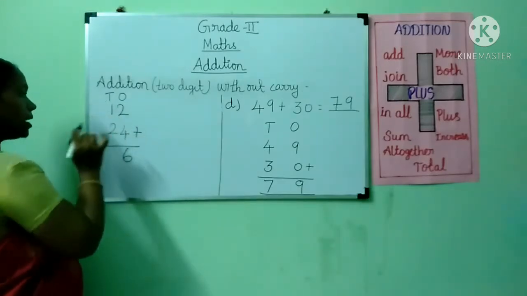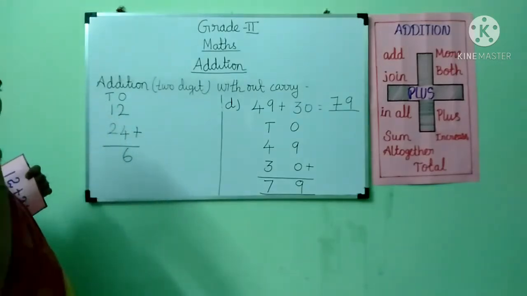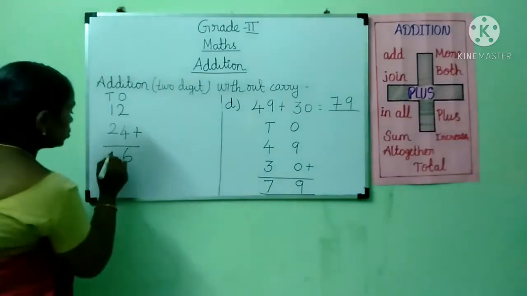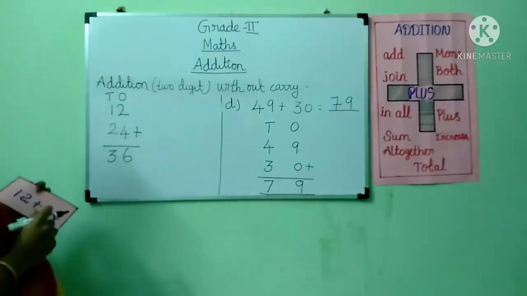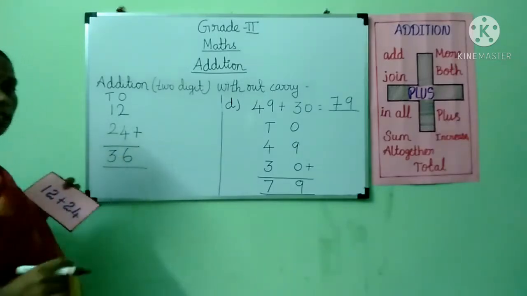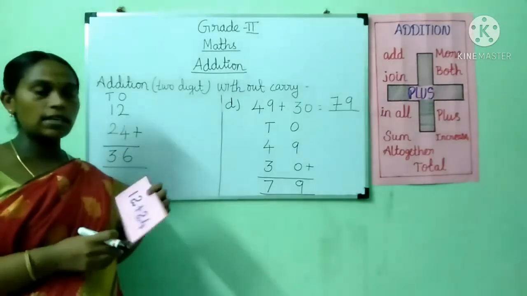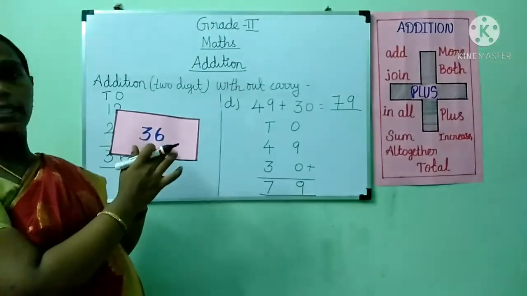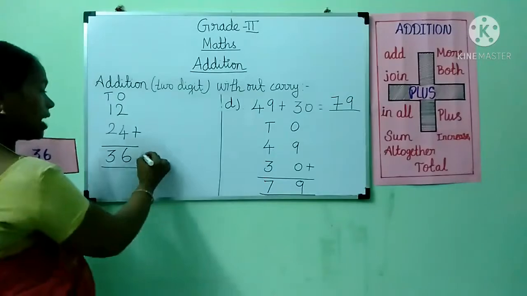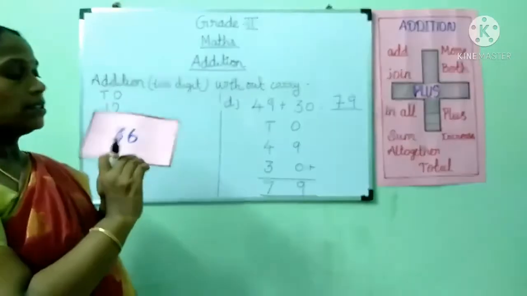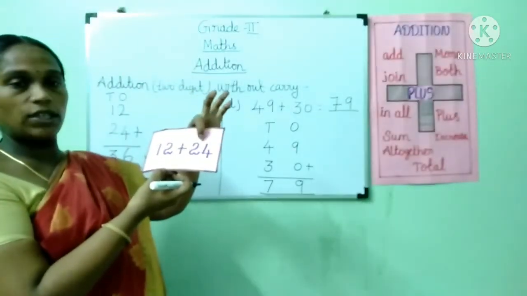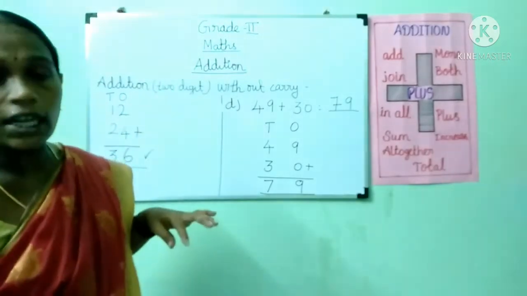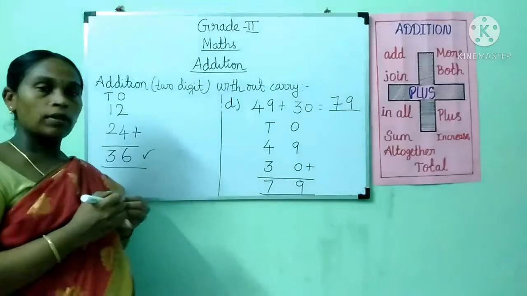Tens place 1 and 2. 1 in the mind, 2 in the finger, 1 after 2 and 3. So what is this answer? 36. Is the correct 36? Shall we check the answer? 12 plus 24 is 36. The answer is correct. See, 12 plus 24 is equal 36. Are you clear, children? How to add the sums? Okay.